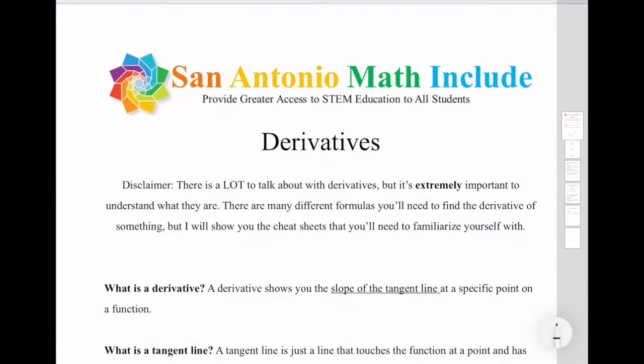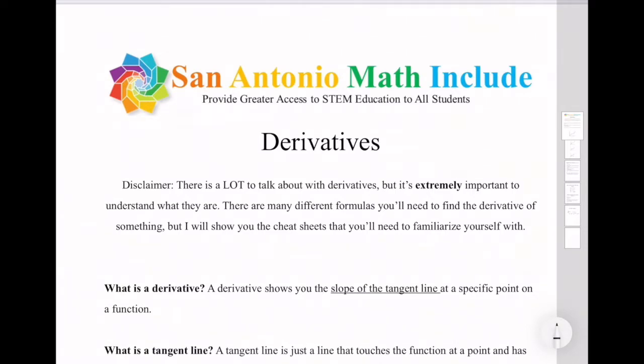problem, which is why I'm not going to be talking so much about the different types of practice problems you might see on an exam. I'm going to be talking more about what a derivative is as a concept and how it can be applied, because I think that's more important for you to understand, and then you'll actually be able to use it in your tests or your classes.